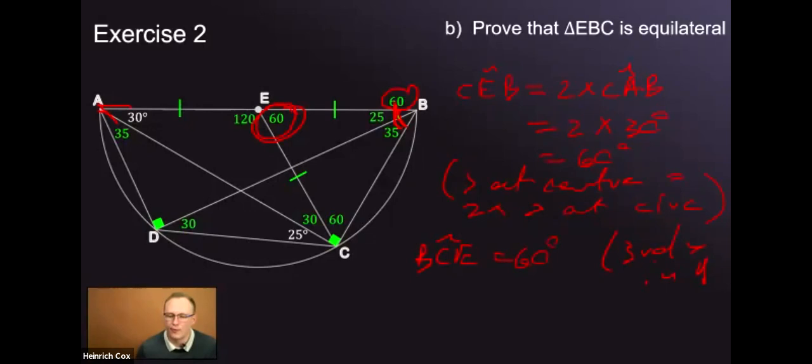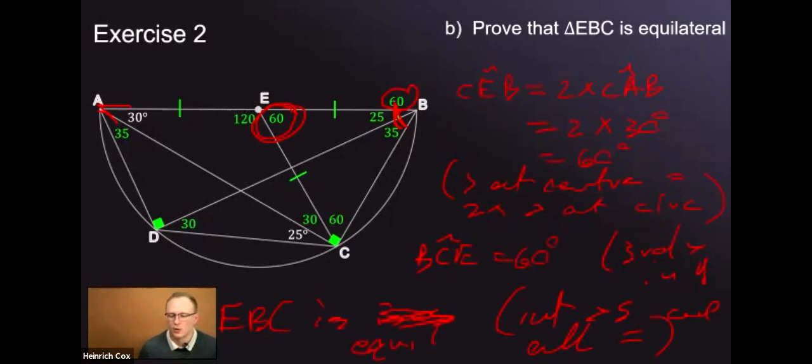Okay, and therefore we can say that EBC is equilateral, right? Because the interior angles are all equal. Okay, so that's how we, oh, I said isosceles here, I meant equilateral. Okay, fix that. Nice. Okay, so that then was exercise 2.